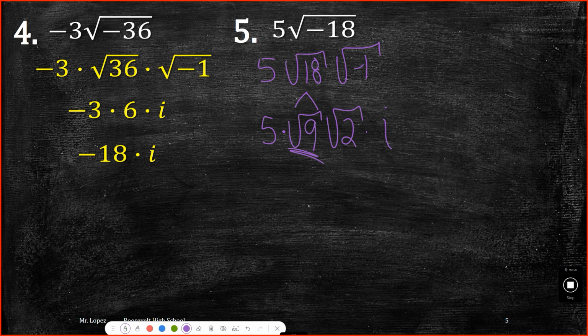Square root of 9. What's the square root of 9? Okay, you got him out. The square root of 9 is what? 3 times 5 is 15 square root of 2 i. Yep.